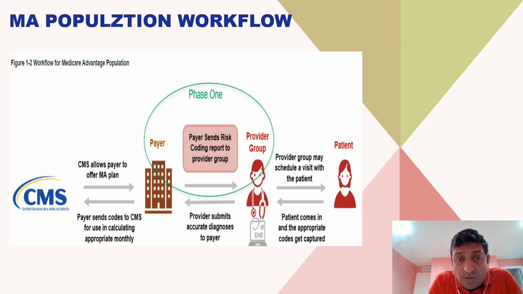The MA population workflow starts with the regulatory authority such as CMS, which is also known as the Centers for Medicare and Medicaid Services. CMS allows payers to offer MA plans. As part of phase 1, the payer sends the risk coding report to the provider group. The provider group may schedule a visit with the patient. The patient comes in and the appropriate codes are captured regarding the risk categories. The provider submits the accurate diagnosis to the payer. The payer sends the codes to CMS for use in calculating appropriate monthly payments.